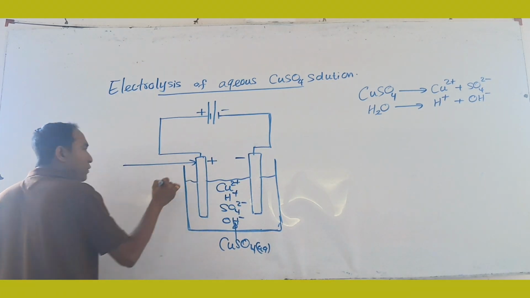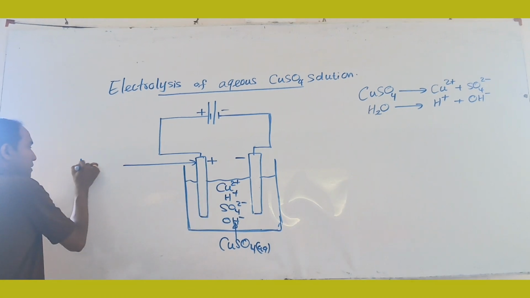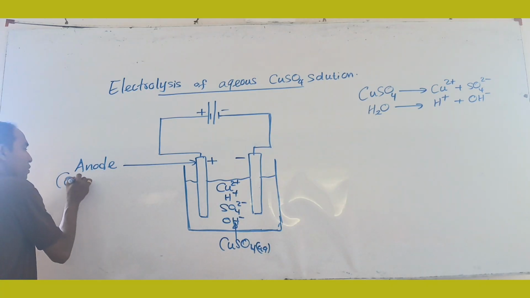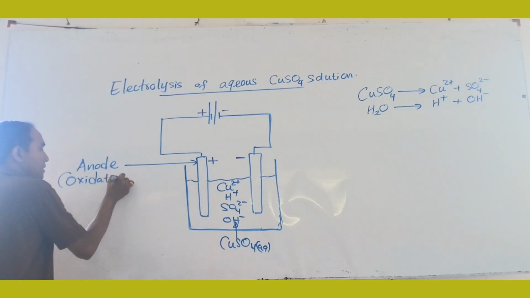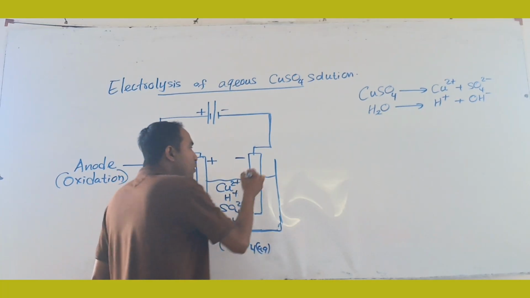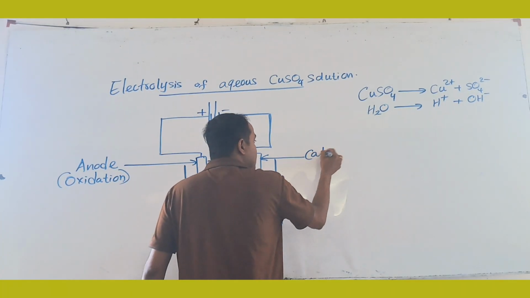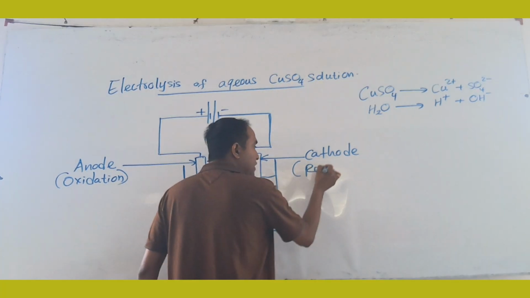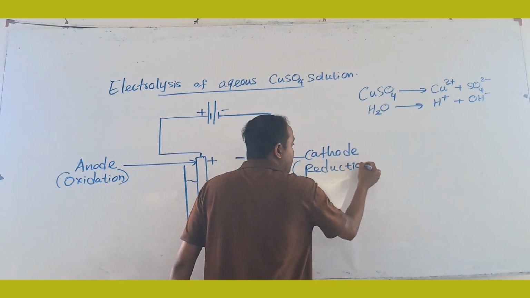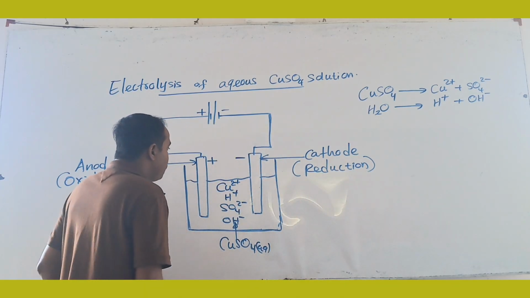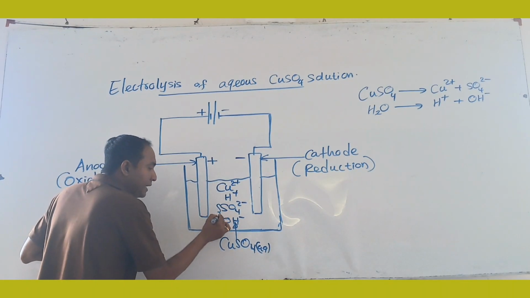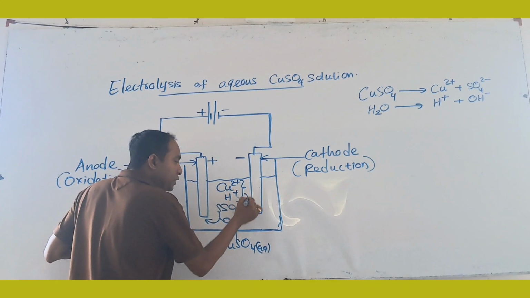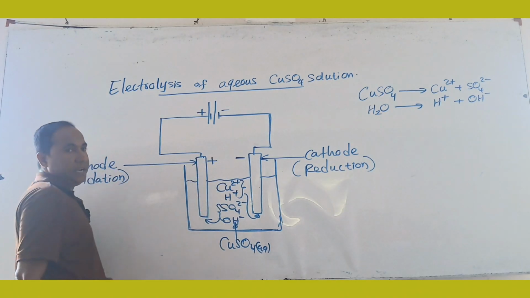What is the positive electrode? Anode. What type of chemical reaction occurs near the anode? Oxidation. The negative electrode is the cathode. What type of chemical reaction occurs near the cathode? Reduction. The positive electrode receives the negative ions contained in the solution. The negative electrode receives the positive ions contained in the solution.